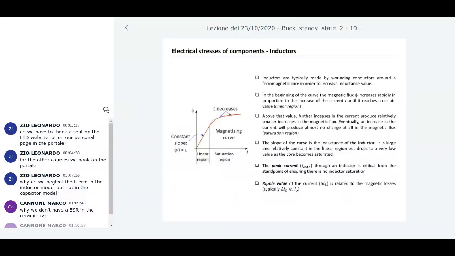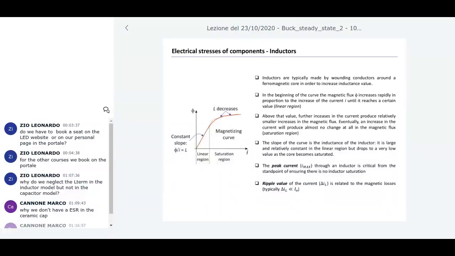We have a question from Cannone Marco: why don't we have an ESR in some way? This is due to the construction. As I just mentioned in this lecture, the ESR is due to the resistance of the metallic plates that compose the capacitors. Typically, electrolytic capacitors are built in such a way as to enlarge these metallic plates, so they can have a large capacitance.